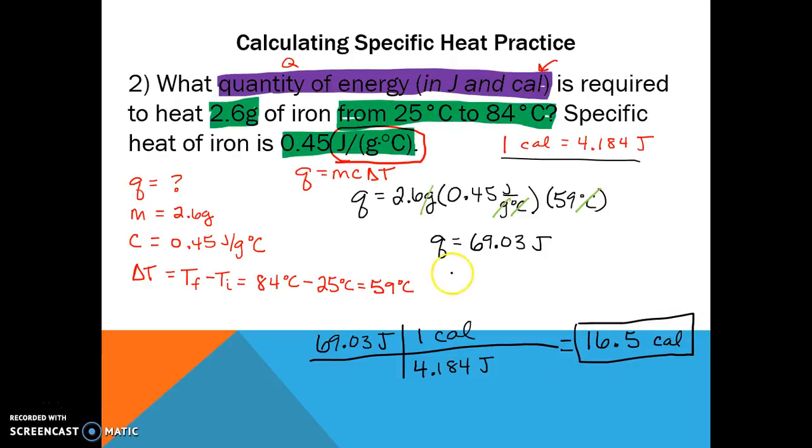So this question actually asked me for 2 different answers. So I boxed both of them. I end up with 69.03 joules and 16.5 calories. Remember that the key to these problems is separating your givens and your unknowns and making sure you have this variables list. This makes your life a lot easier. Once you have your variables list, you just plug it into an equation. So keep that straight and make sure you use your units. Your units will always cancel out to give you the units you need.